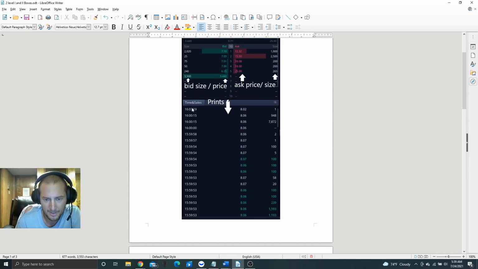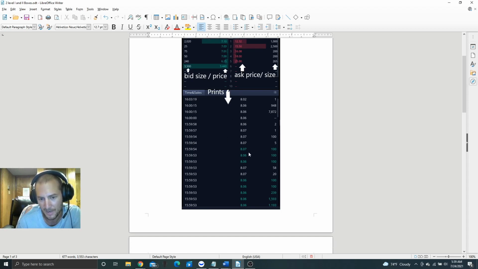See here, you can see that there was one share traded at $8.02. And this is an inside market order. Here's 948 shares traded at 8.06. It's an inside market order. And then once again here we have $8.07 for 100 shares that was traded on the offer. See, this is green, so it was traded on the offer.